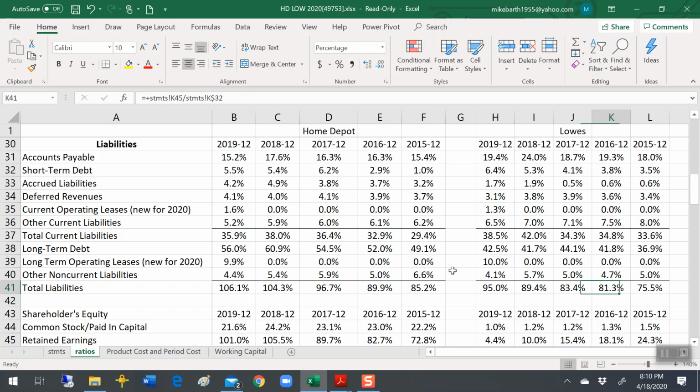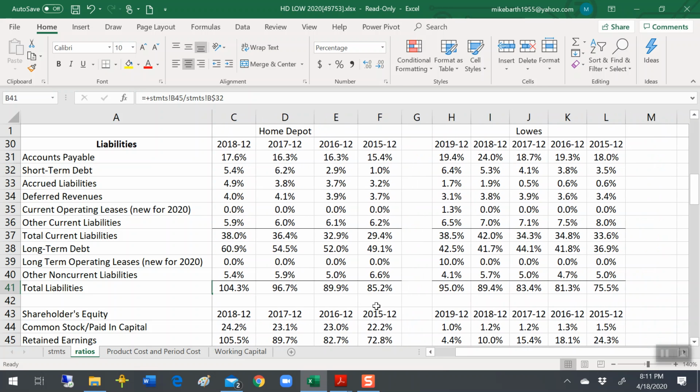And you'll also notice that liabilities as a percentage of assets have gone up to 95% for Lowe's: 75, 80, 83, 90, 95. They're going to be up over 100% themselves pretty soon, and that's because they're buying back shares. They're just not putting it into the treasury, and I don't know what they'll do when they actually start doing that. We can see that the total liabilities for Home Depot are 106% of the total assets. That doesn't mean they're broke.